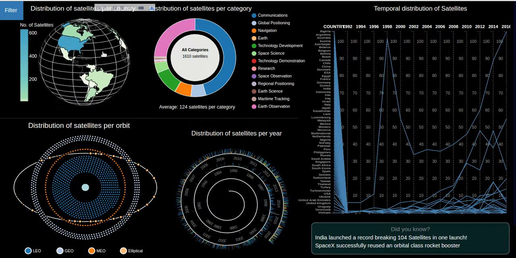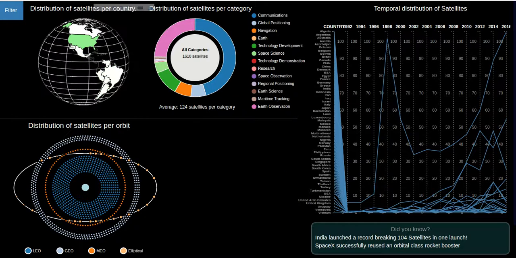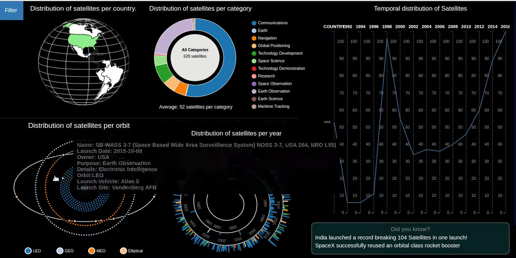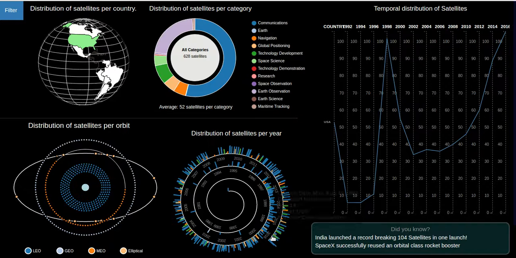Now let's try and look at United States. If you select United States, you would see that all the views get updated for that particular country. We see that United States has 628 satellites, out of which 31 are in global positioning and 31 are navigational satellites. You would also notice that United States has satellites in all the orbit categories, and it has a lot of satellites in recent years, although it had a slow beginning.